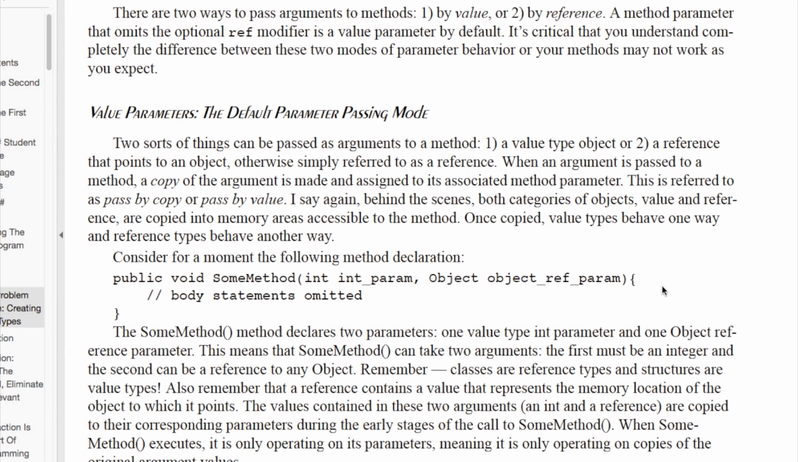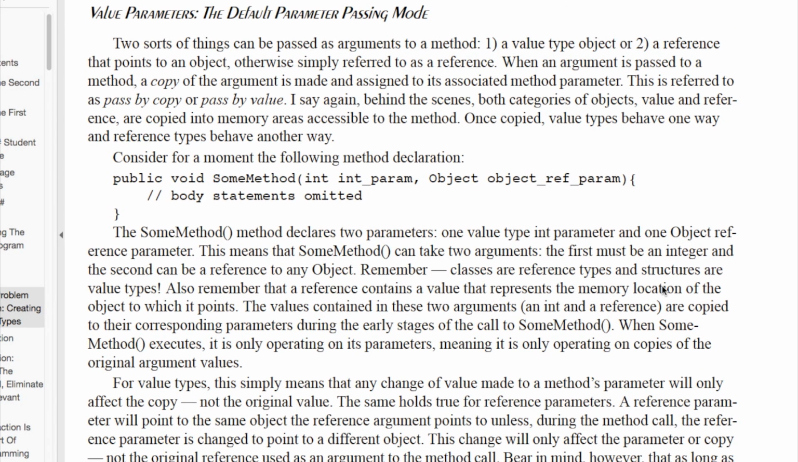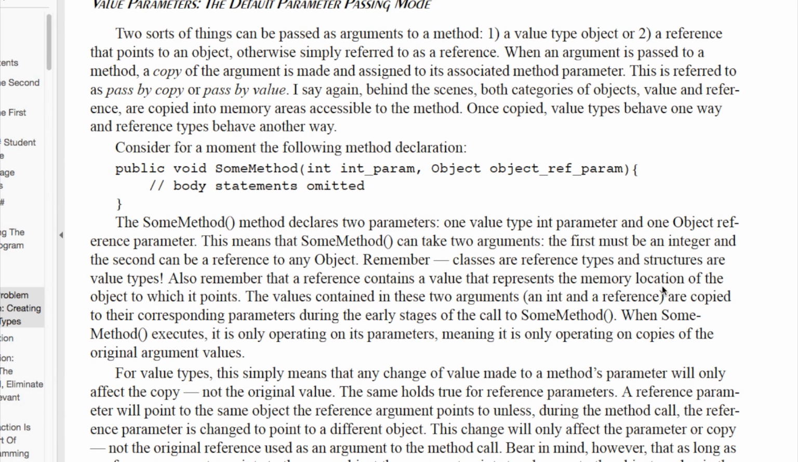So when you define a method, here I have an example, public void Sum method, and it has an integer parameter and an object parameter. The int is a value type and the object is a reference type. But when you actually pass in arguments, you pass in an integer argument for the first parameter and an object, whatever type of object it is. When the method call takes place, copies of those arguments are made and assigned to the parameters.